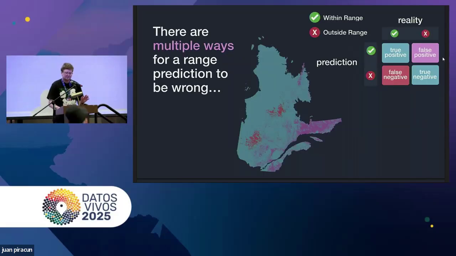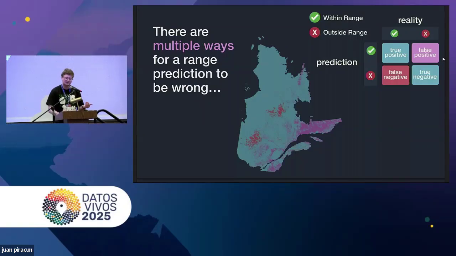So just to take a step back, I think it's important to talk about when you're doing actual range prediction, there are multiple ways for a species range model to be wrong. They're not necessarily created equal. So here in the top right corner, you can see what's called a confusion matrix. The columns there are what the true state of the world is, whether the species is present or absent at a given location. And then the rows are what our model actually predicts.